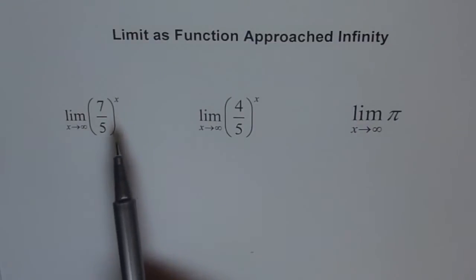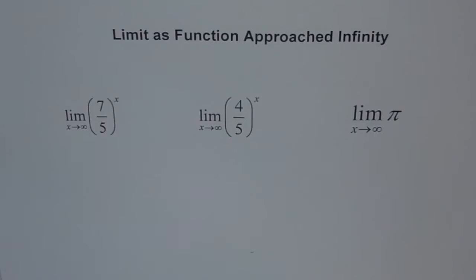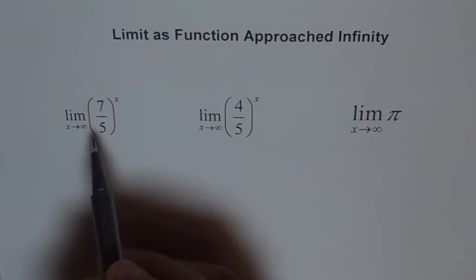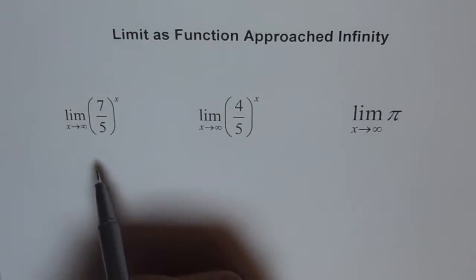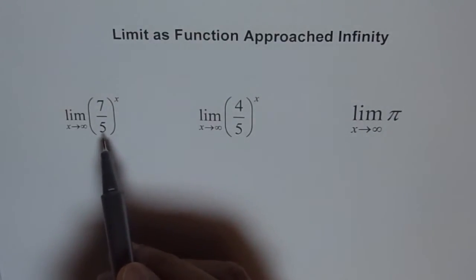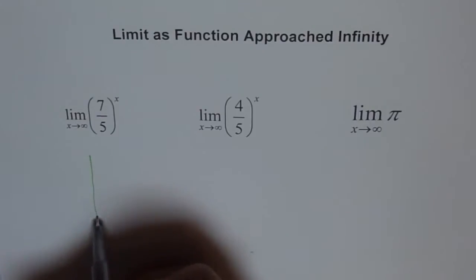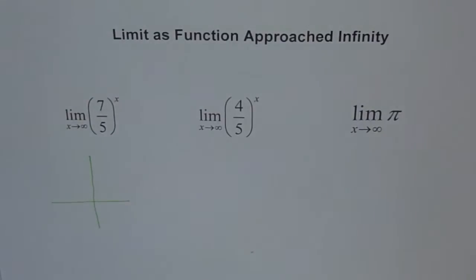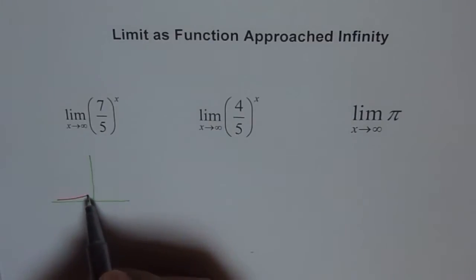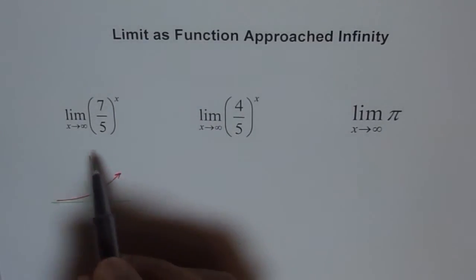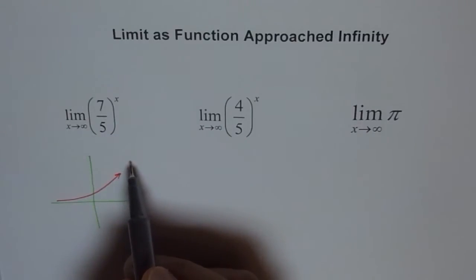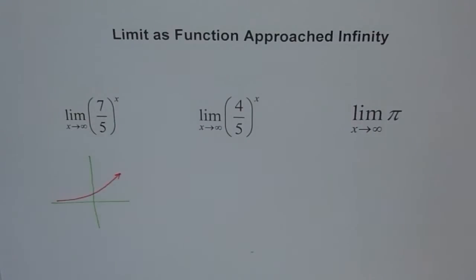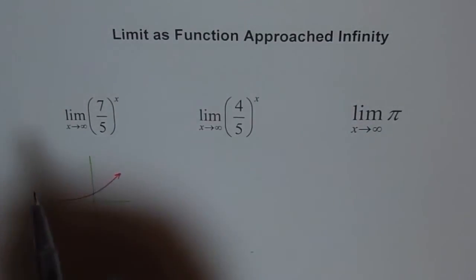As x approaches infinity, what happens to this function? We have to see the number base for which the exponent is x. Here the base is greater than 1. So remember exponential functions? If the base is greater than 1, then the function increases, kind of like this. So as x approaches infinity, the function also approaches infinity. So here, we can say the limit does not exist.